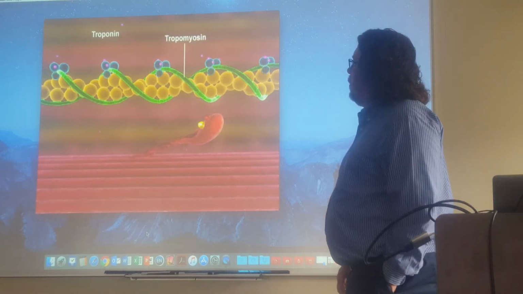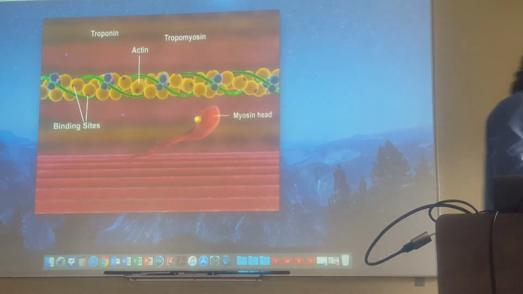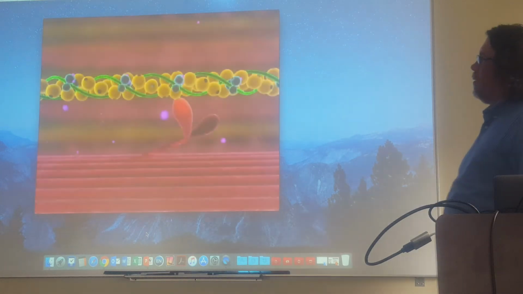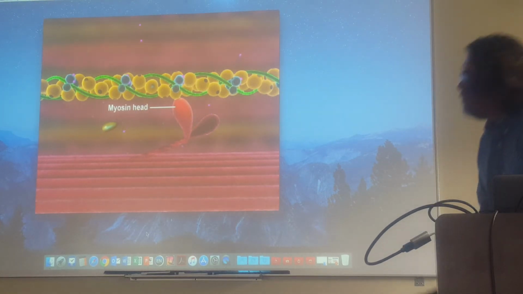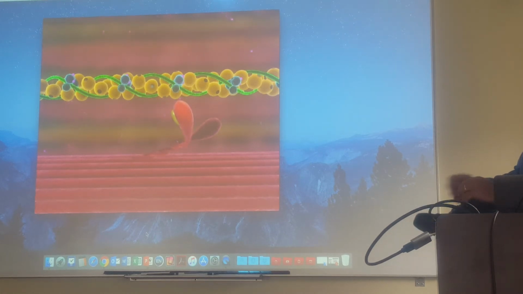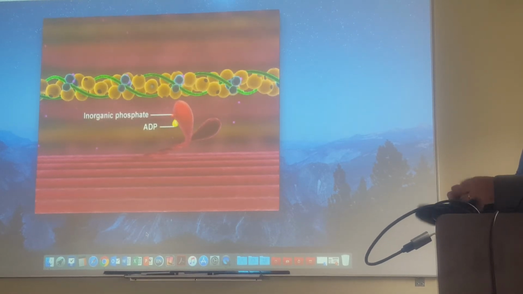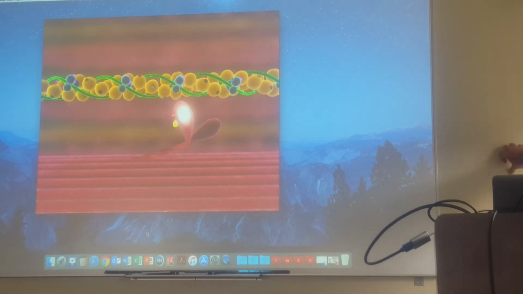Tropomyosin moves away from the myosin binding sites on actin. The binding sites open, allowing the myosin head to bind actin and form a cross bridge. Also note that the myosin head must be activated before a cross bridge cycle can begin. This occurs when ATP binds to the myosin head and is hydrolyzed to ADP and inorganic phosphate. The energy liberated from the hydrolysis of ATP activates the myosin head, forcing it into the cocked position.